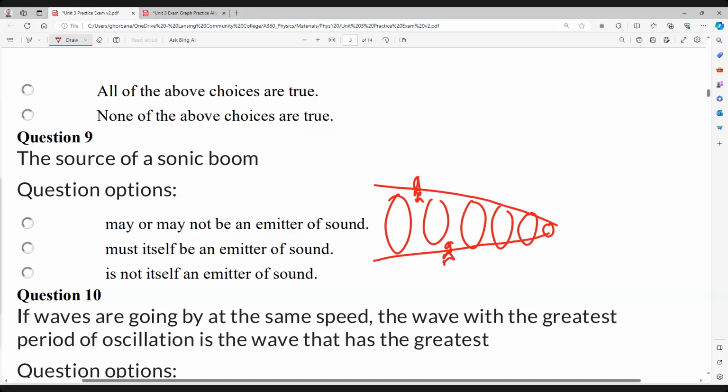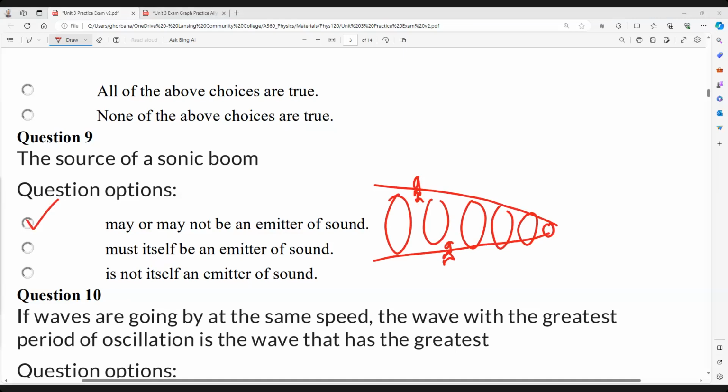At this point, the velocity of the airplane has become bigger than the velocity of the sound which the airplane itself is creating. It doesn't matter whether the airplane is creating the sound or some other source is creating the sound. We will always have a sonic boom. So the right answer is going to be: maybe or may not be the emitter of the sound.